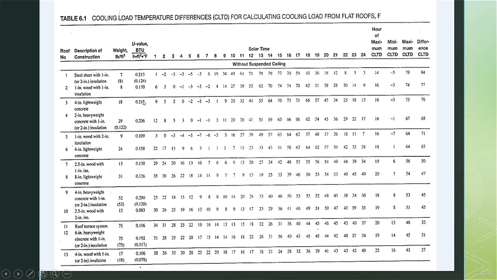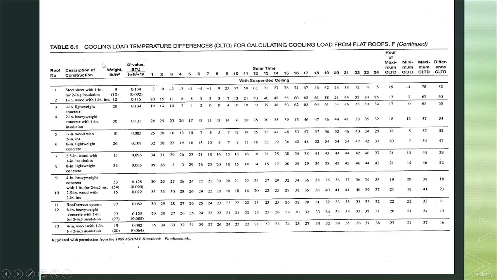Here you see these are the values of U, and these are all the values of cooling load temperature difference with solar time. But this table is for a roof without a suspended ceiling, so then you use this chart. If a roof is with a suspended ceiling, then we use this other table. This table also has U values and solar time, and these are the values of cooling load temperature difference.